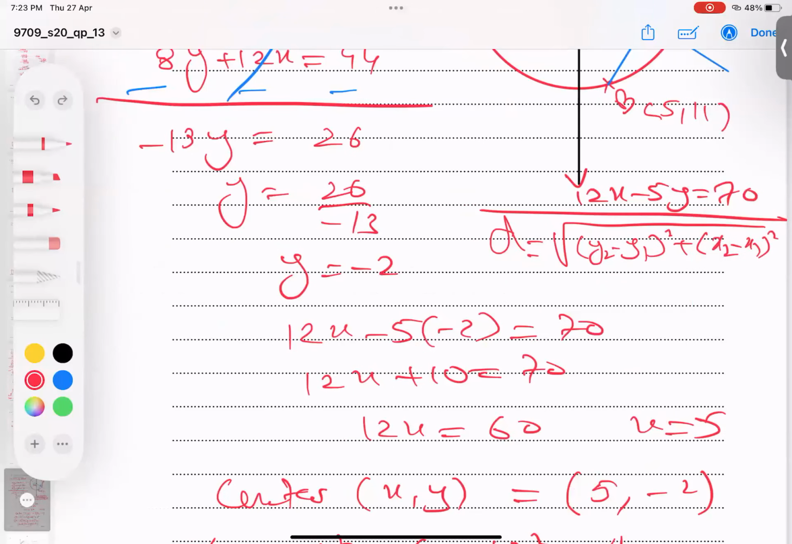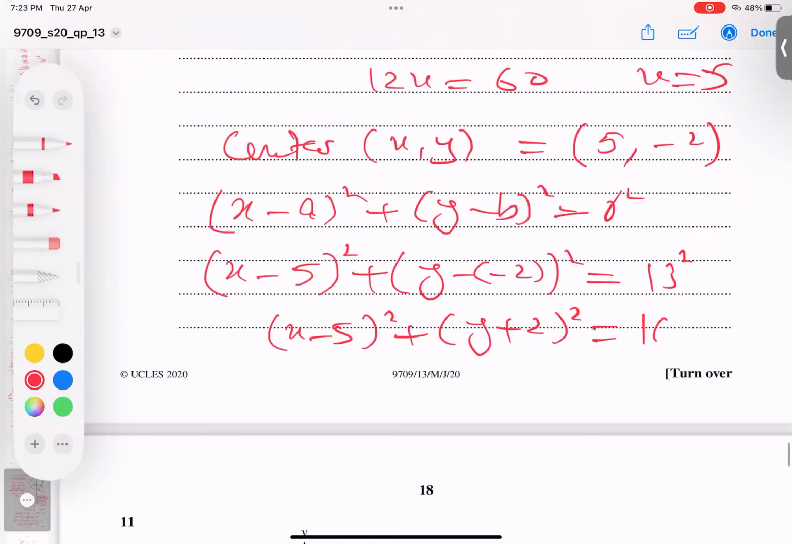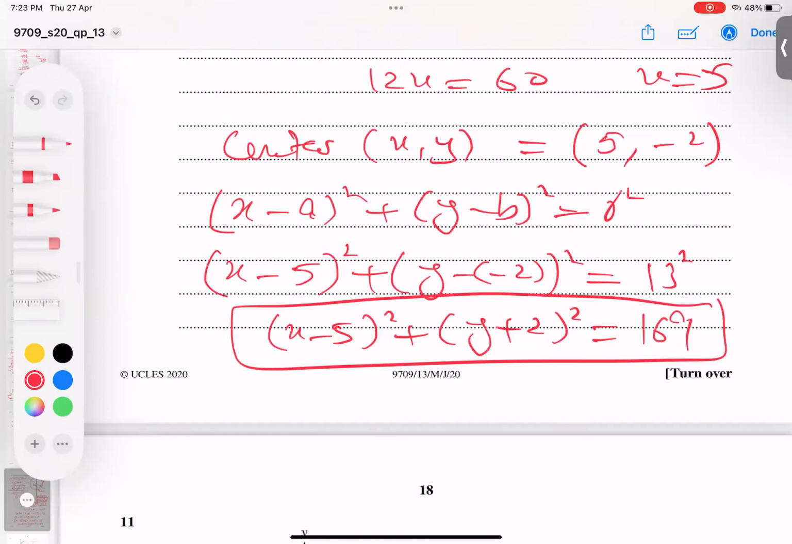So 5 minus 5 becomes 0. 5 minus 5 whole square, and 11 minus negative 2, 11 plus 2, I got 13. When I type it in, I got 13. So the radius becomes 13, and r square becomes 169. And this is my final answer. I hope you got the point very clearly.